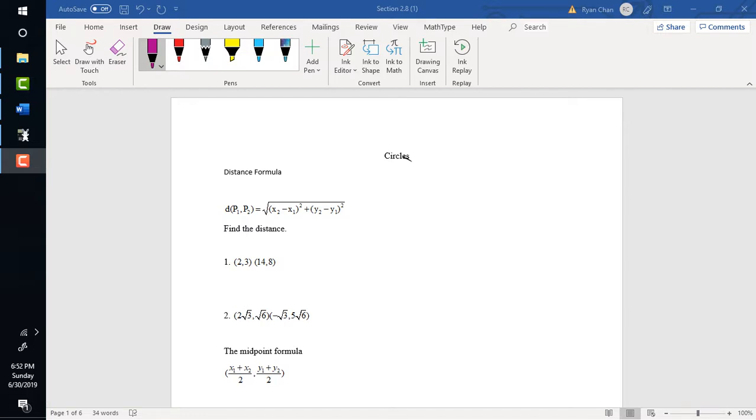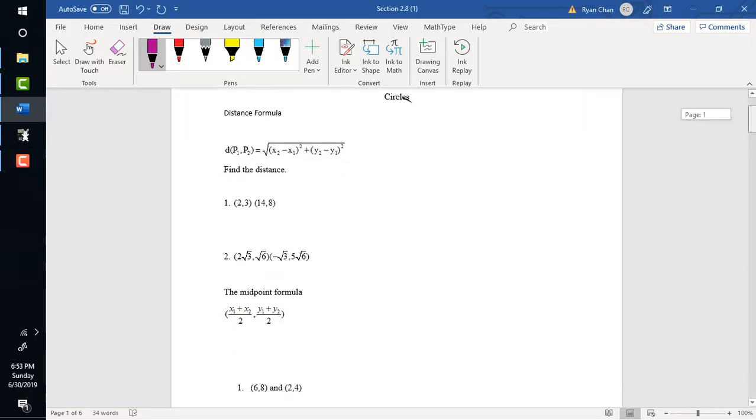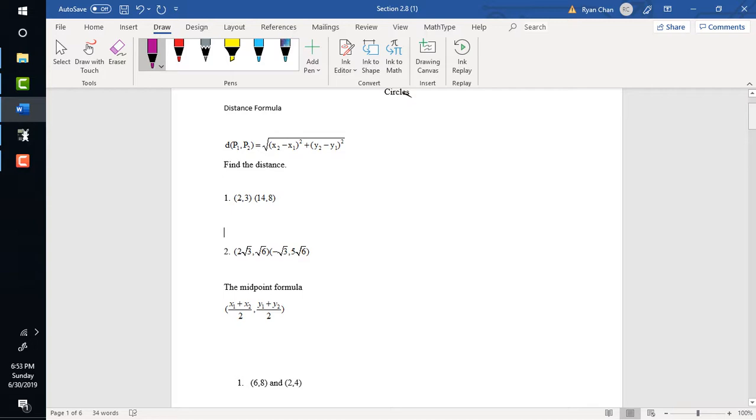Today we're going to be going over section 2.8, which deals with formulas regarding distance and midpoints, and then we're going to talk about circles. Okay, so here's the thing, there's going to be a lot of formulas that you'll be asked to do. The first one is if you have 2 points, you're going to be asked to find the distance, and your distance looks like this here.